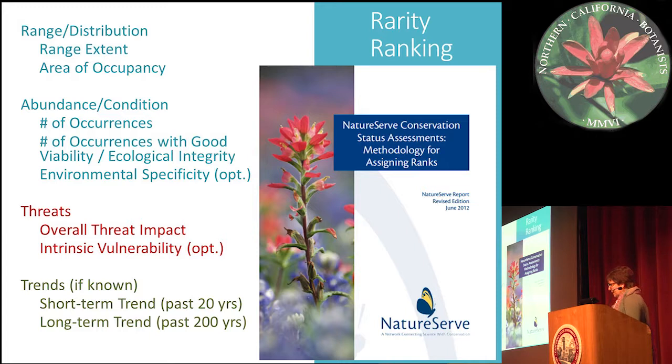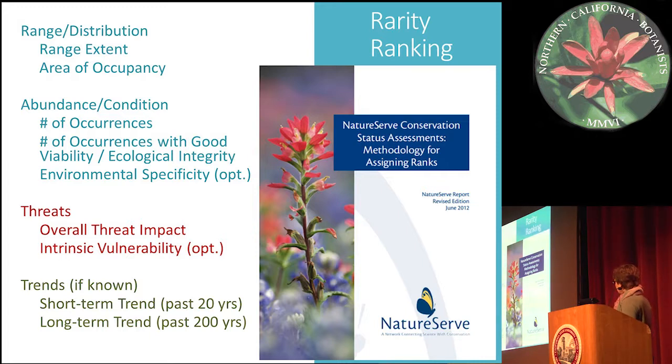So now I want to talk about how we rank the rarity of communities. NatureServe has what's called a ranking calculator, and this has been vetted over many areas. You can rank communities, you can rank species. It's what the CNPS uses to rank plants and animals. And so we just started fairly recently ranking communities using this ranking calculator.